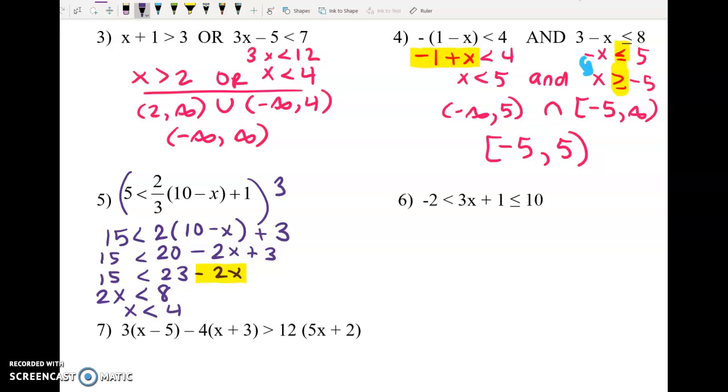What would the interval notation of x is less than 4 be? If you said -infinity to 4, you are correct.